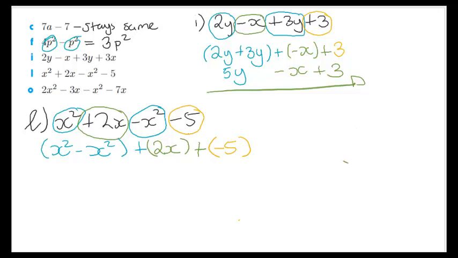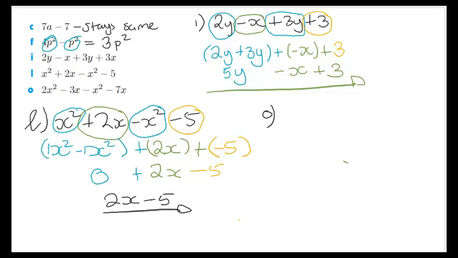Once I've got this, I am able to calculate it. So x squared minus x squared, 1 minus 1 is equal to 0. So this one ends up being 0. Plus 2x remains the same, and my minus 5 stays the same. So my answer in this instance is going to be 2x minus 5. That's my final answer.